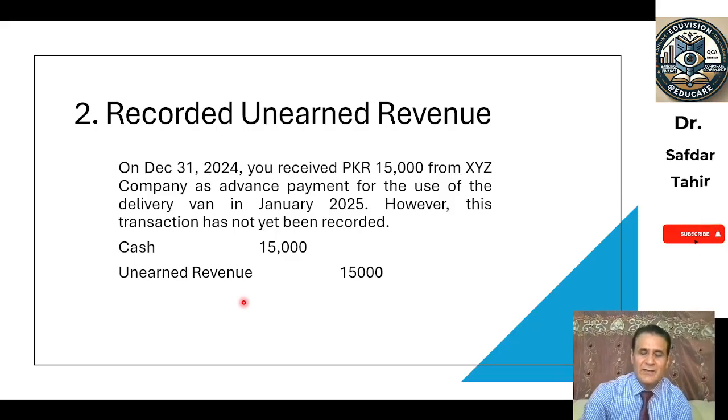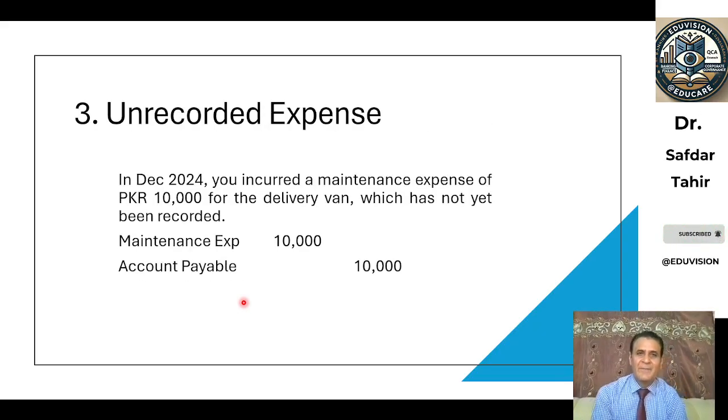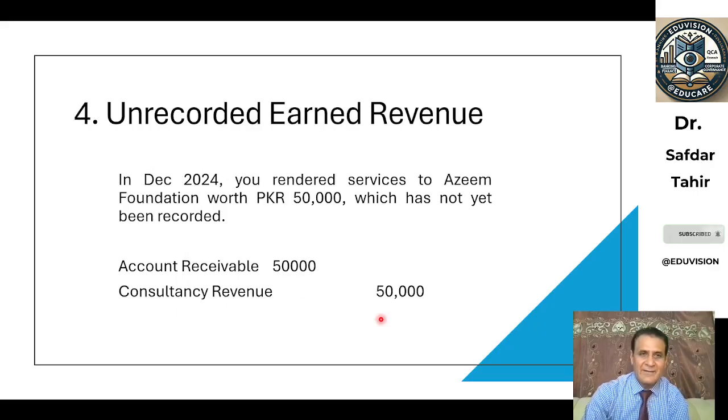to give this service. The third entry is that in December 2024, you incurred a maintenance expense of rupees 10,000 for the delivery van, which has not yet been recorded. The expense has been incurred but not recorded. So maintenance expense 10,000 is debited, and accounts payable is credited.